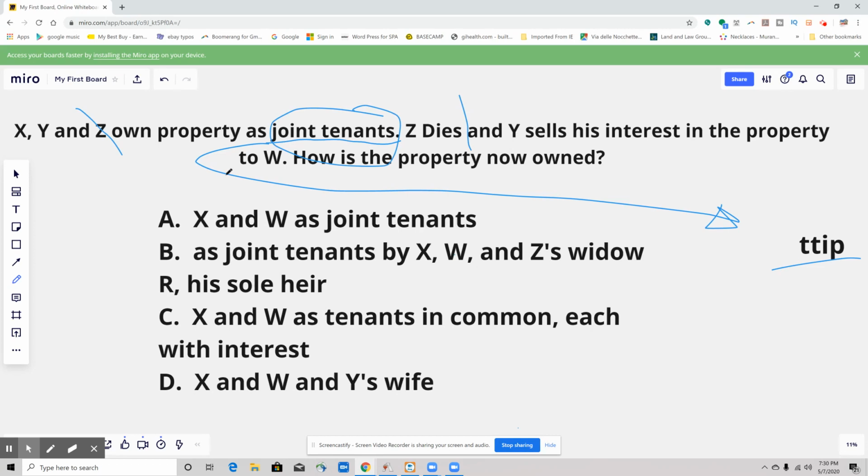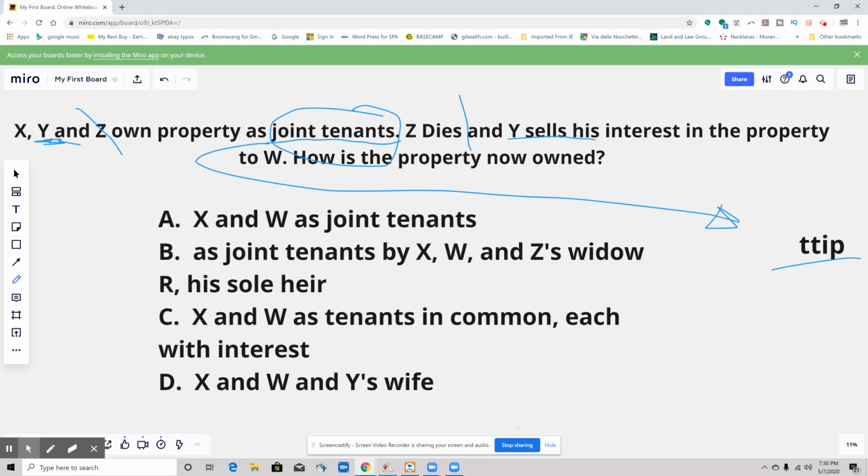Now, Y sells his interest. Is that absolutely possible? Yes, Y can sell their interest. Here's what happens, and they trip you up with this all the time. If there are two joint tenants, say X and Y, each of them can sell their interest. What they cannot do without the permission, knowledge, or consent of the other joint tenant is sell the entire property in totality. But they can sell their interest.